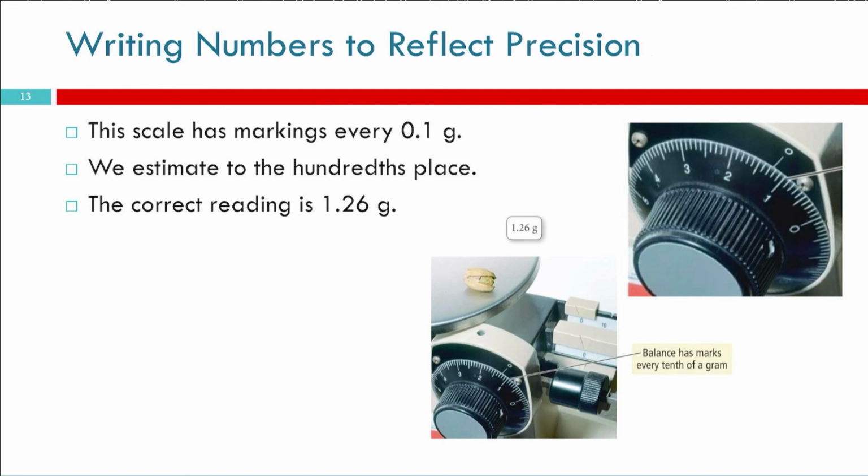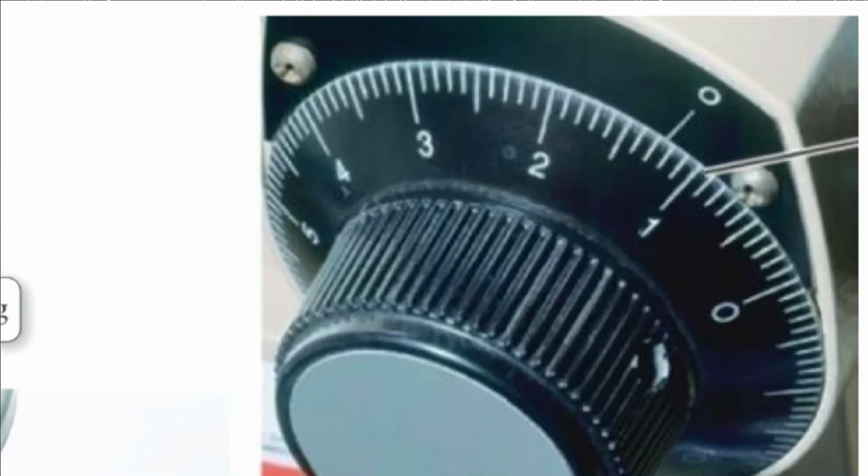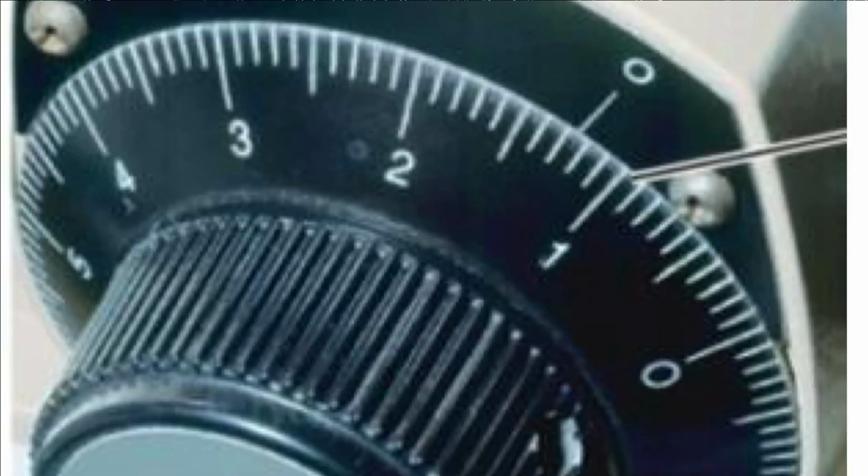Again, now we have a scale with markings to every 0.1 gram. We estimate to the hundredths place, right? One place past a tenth is a hundredth, a thousandth, 10,000th. So the correct reading it says here is 1.26. I'll be the judge of that.